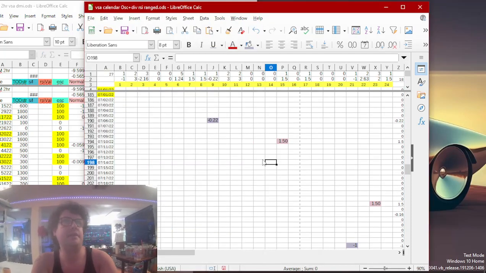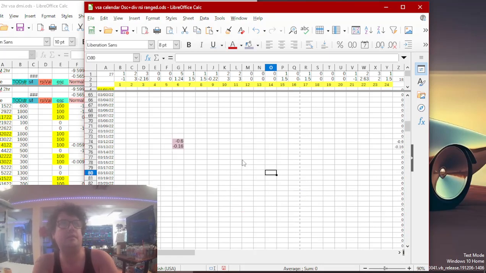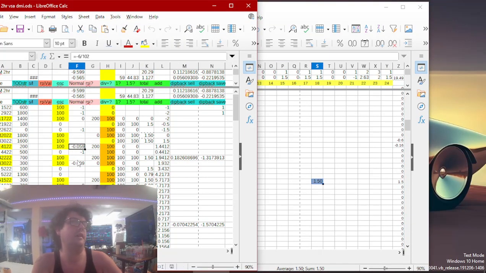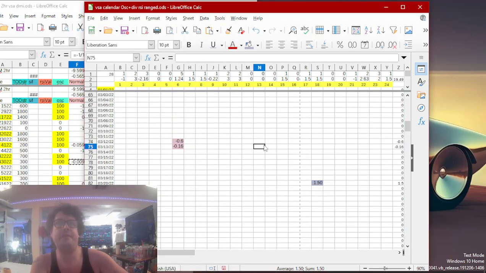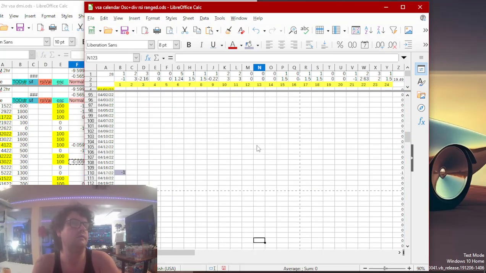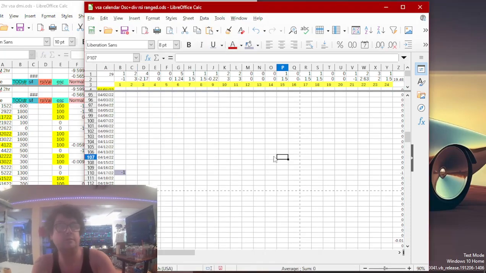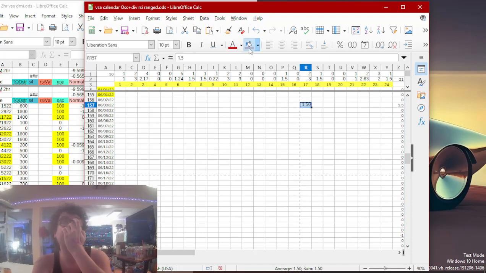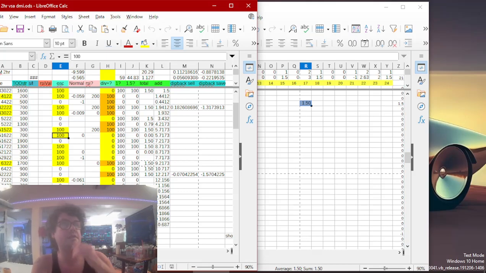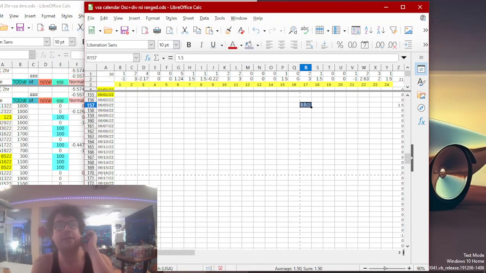320.18. Excluded, also excluded. Tiny loss here. 433 excluded. 6, 3, 17. There we go. Let's see if there are any more. One more, that's excluded. Alright, pretty good so far.